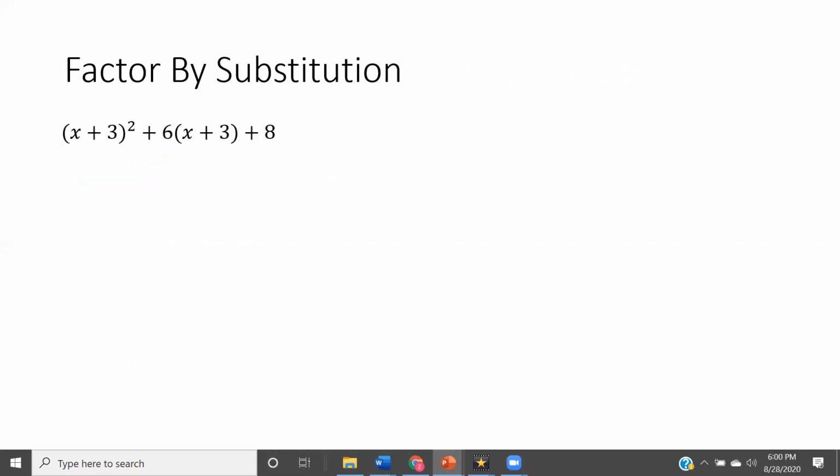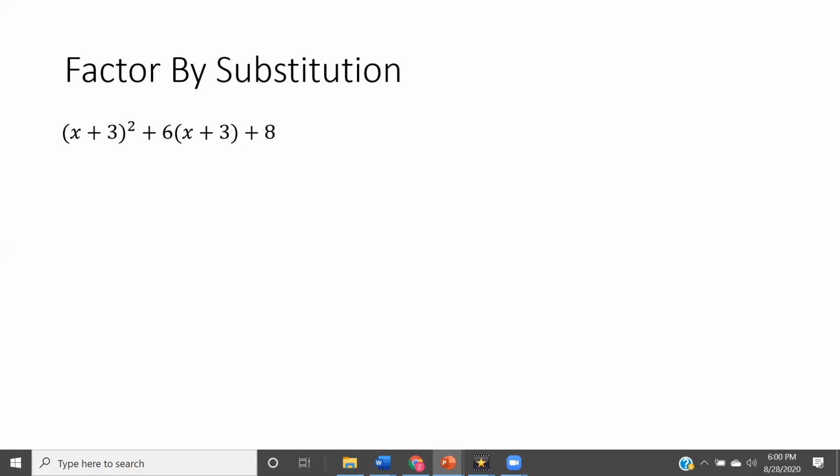Moving into factor by substitution. So this problem, if you feel comfortable from what we've done up to this point, is actually solvable without factoring by substitution, albeit it's a little bit more work. You might have to FOIL and then simplify and then go into factoring, but it's doable.